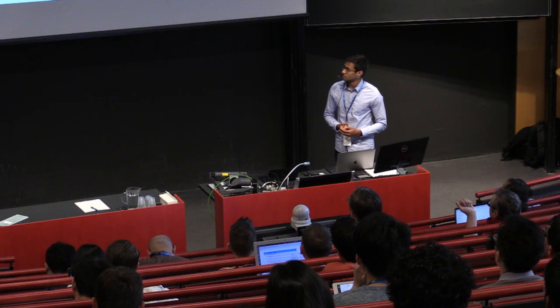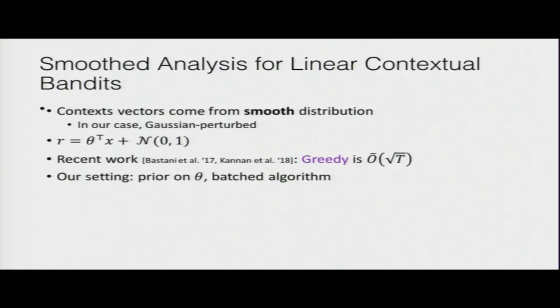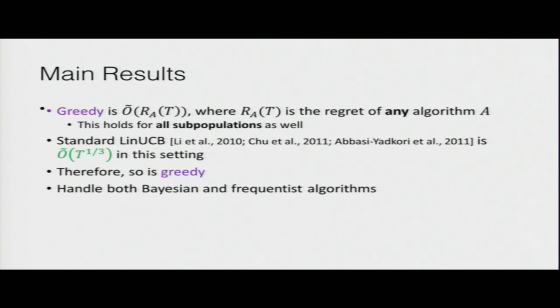We're going to work in a Bayesian setting where we have a prior on theta, and just for ease of independence, I'm going to assume that there's batched updates to this algorithm. Don't worry about it, it's not too important. But the main result is this. Greedy is near optimal in this smooth setting. And when I say near optimal, what I mean is pick your favorite algorithm A, and greedy matches its regret on every instance up to log factors.